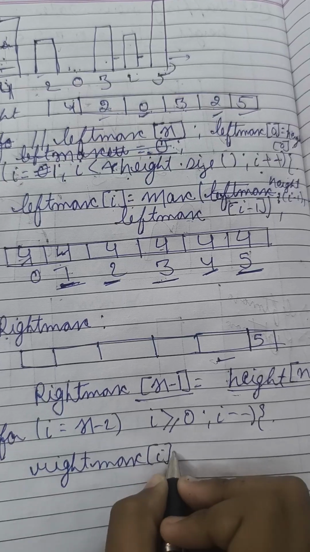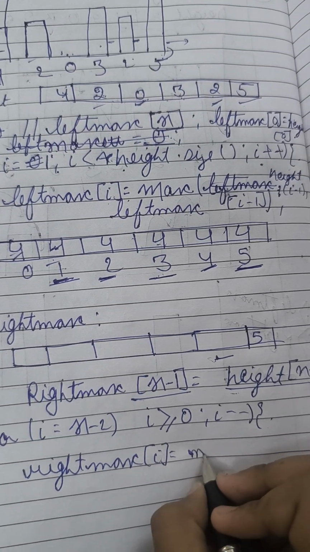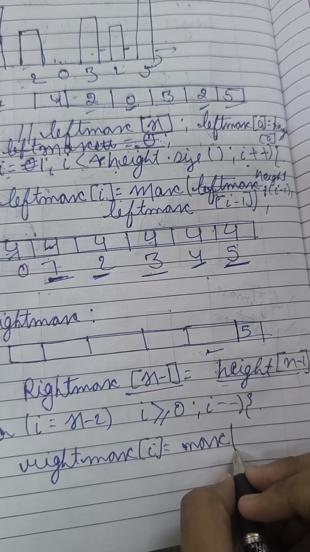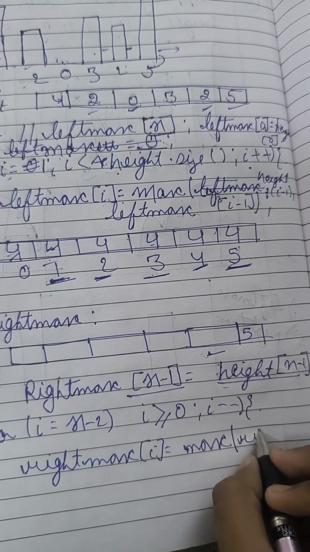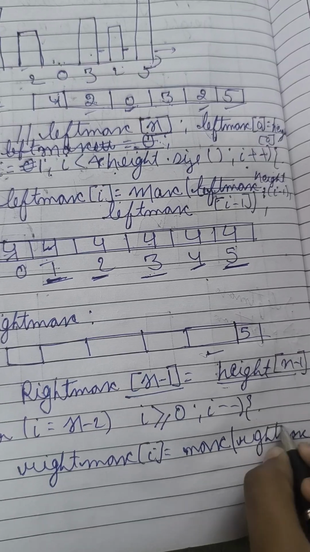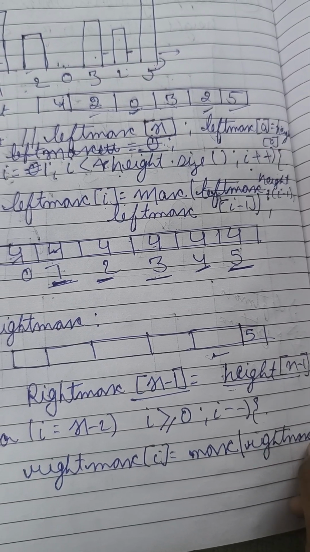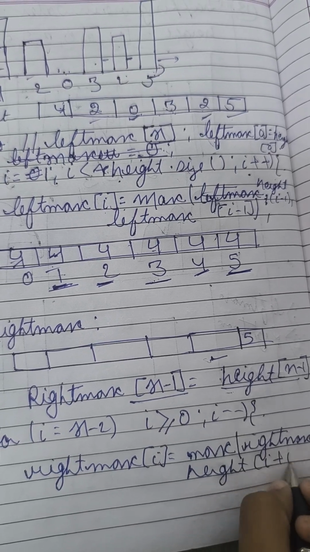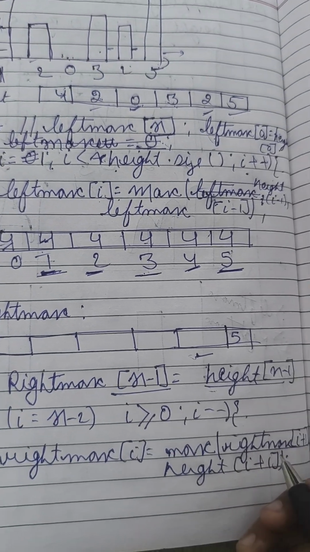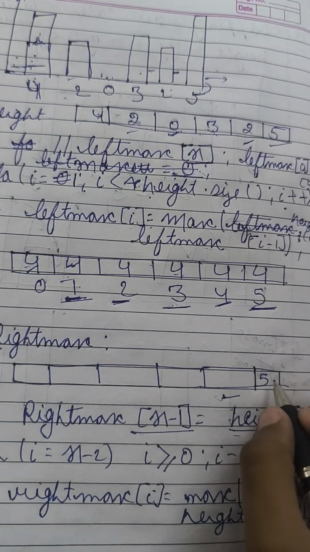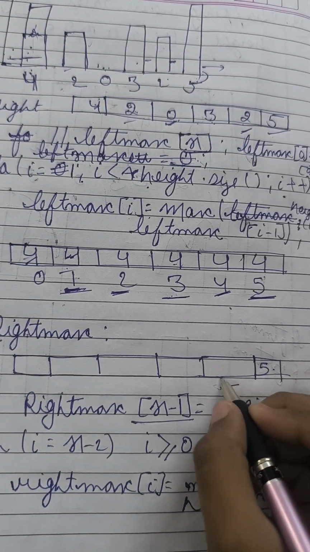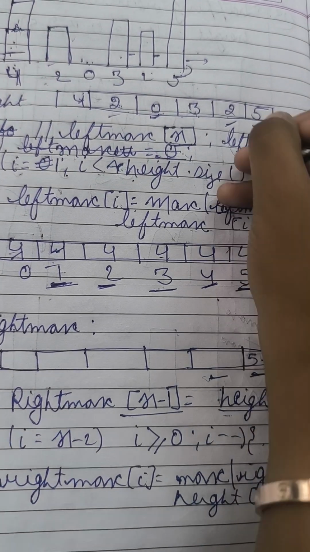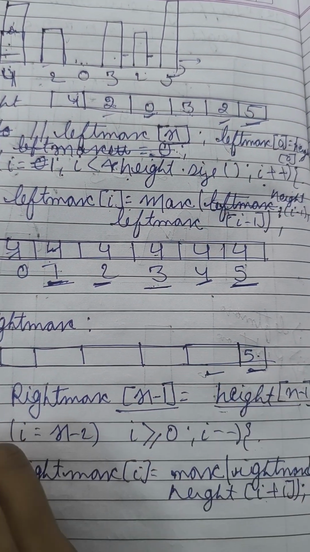is going to be the maximum of right max of I plus 1 and height I plus 1. Okay, so it's going to be 5. Now moving towards I equals n minus 2, we are taking the maximum of right max of I plus 1, which is this, and height I plus 1. So right now I is over here.